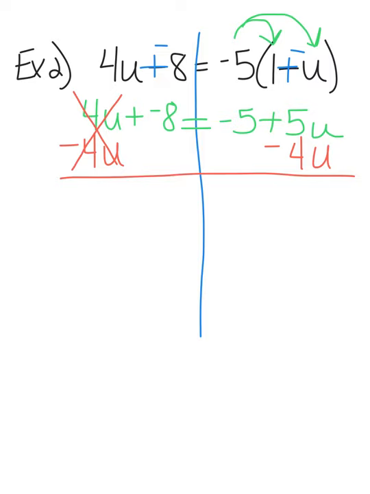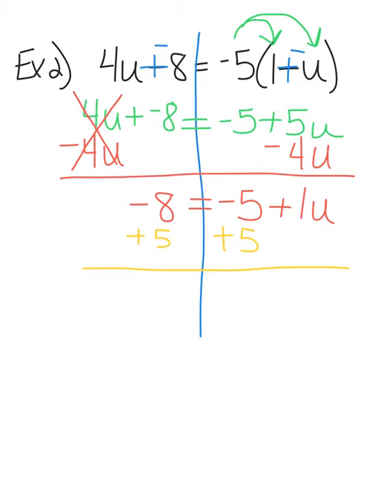So it cancels on the left, and you're left with -8 equals -5 plus 1u. That's what we want. But we still have that -5 over there. So in order to get rid of my -5, the opposite would be to add 5. So I get my 1u by itself, and my 1u equals, if you do -8 plus 5 on your calculator, you get -3.